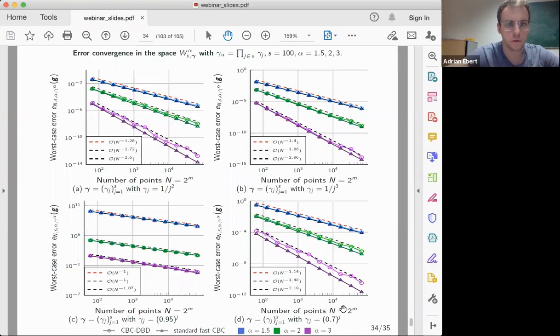Yeah, and also the numerical results look similar. So we basically repeat the same experiments for the new algorithm, with then the worst case error for the weighted Walsh space, and we get very similar results. Again, the algorithm seems to be competitive with the state-of-the-art CBC algorithm. Yeah, and that is basically everything that I wanted to talk about.